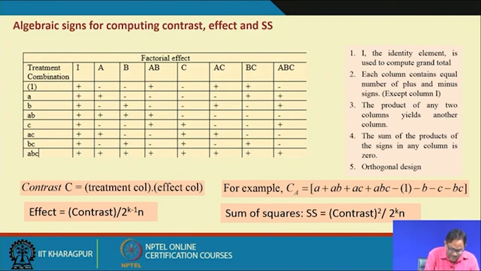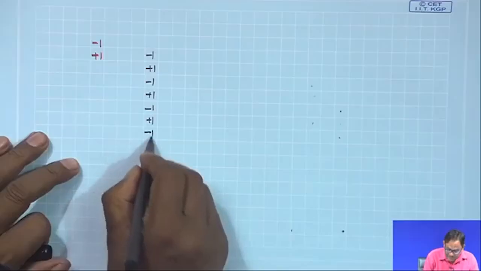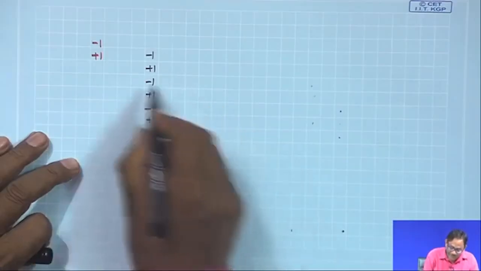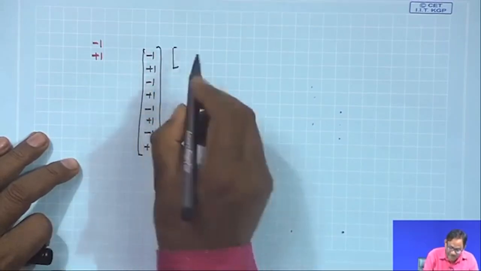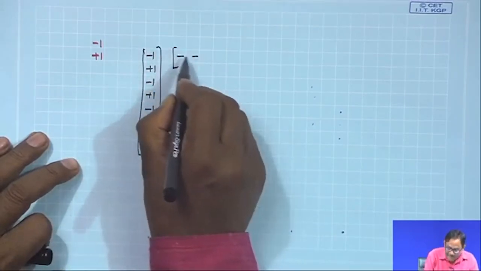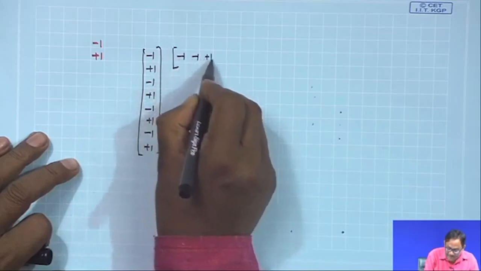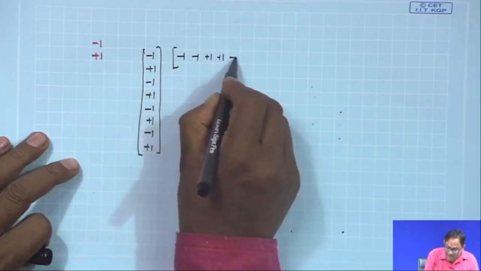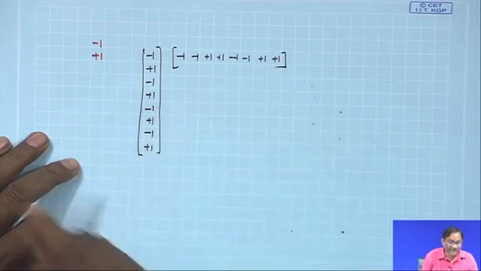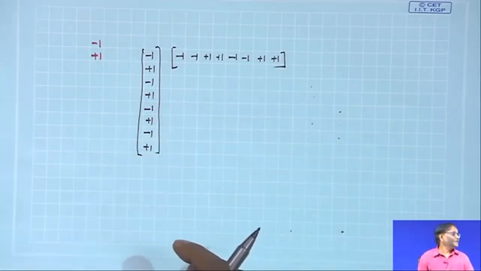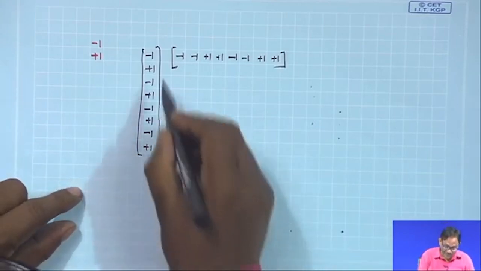A is minus 1 plus 1. So, minus 1 plus 1 minus 1 plus 1 minus 1 plus 1 minus 1 plus 1. What is this? This is my A. If I take the dot product with B, which is minus 1 minus 1 plus 1 plus 1, this is my B column.